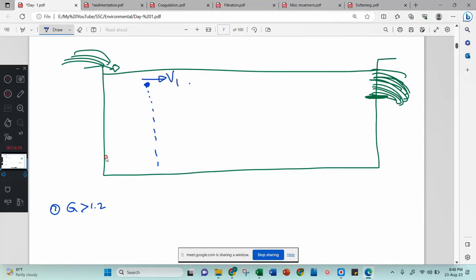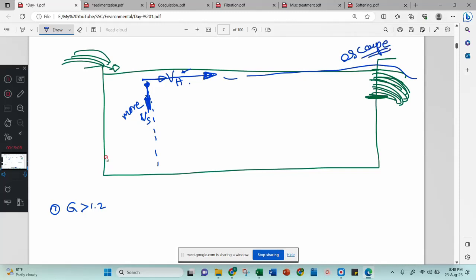This velocity I will call the flow velocity, and the particles will have their settling velocity. The particles will have settling velocity, and the water will have flow velocity. If the settling velocity is more than the flow velocity, then the particle will settle. If the flow velocity is more than the settling velocity, then the particles will escape. They will not be removed.